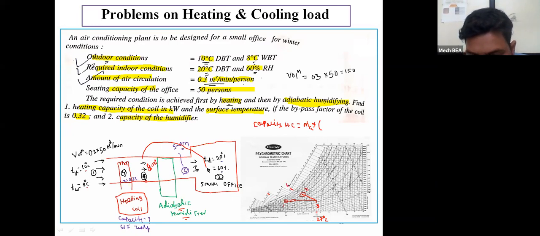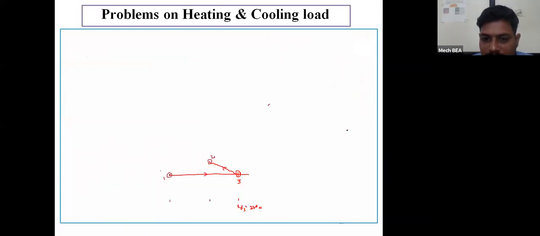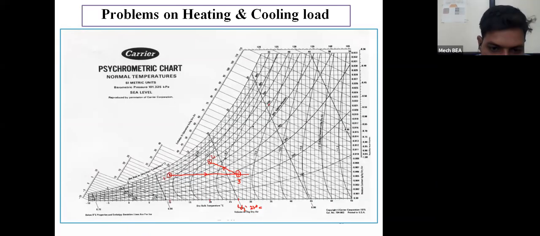So this is the value of H3, this is the value of H1. So which value is higher? The value of H3 is higher as compared to H1. So I will take H3 minus H1. Okay.